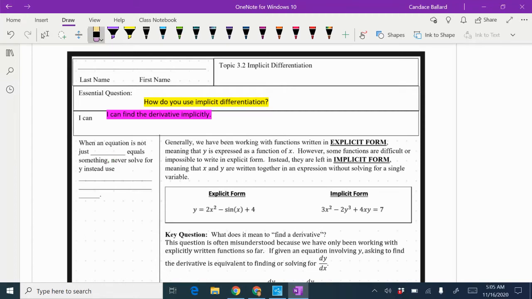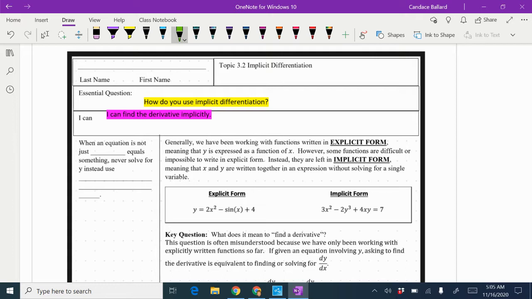So in this video, we're going to talk about topic 3.2, which is implicit differentiation. Your essential question is, how do you use implicit differentiation? And your I can statement is, I can find the derivative implicitly. So on the left-hand column is a little bit of a hint of when you actually use implicit differentiation.